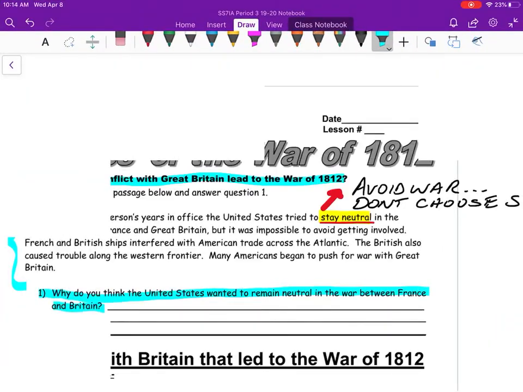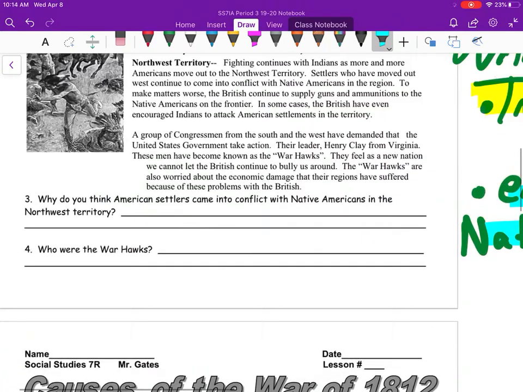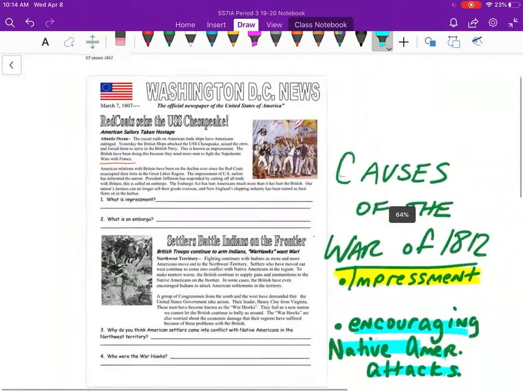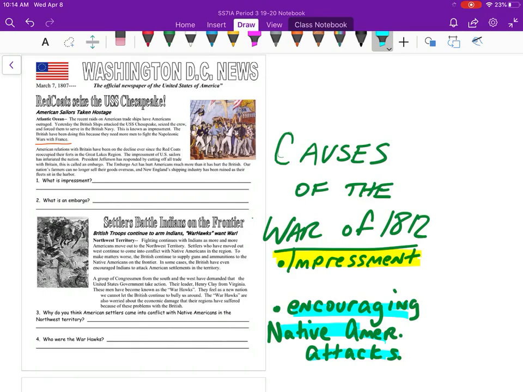All right, so go to your worksheet, and I want you to scroll to page 1 on the top. We are going to begin with the first reading here. If you look at the worksheet, I made it look like a newspaper article: March 7th, 1807, Washington, D.C. News, the official newspaper of the United States. Redcoats seize the USS Chesapeake. You guys are going to do that reading and answer questions 1 and 2.